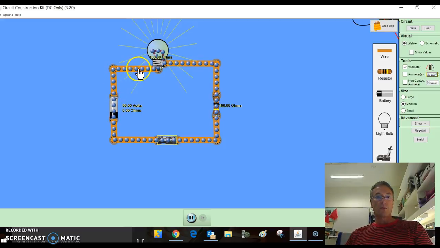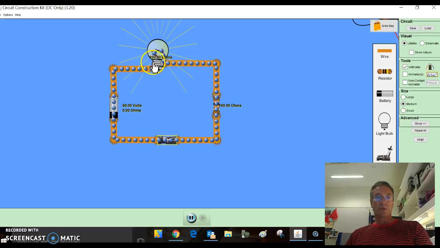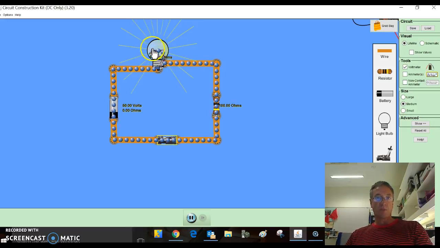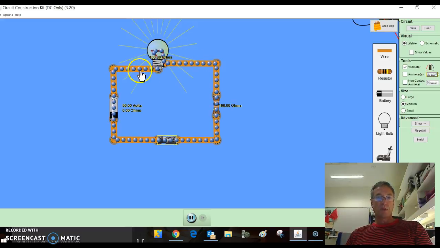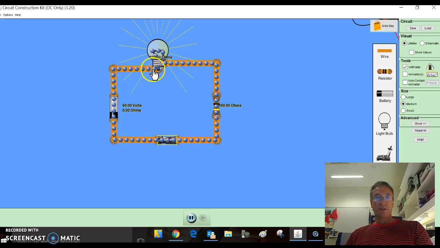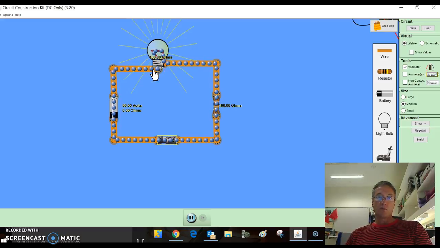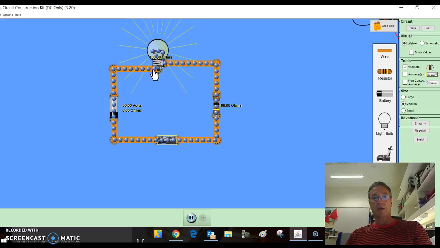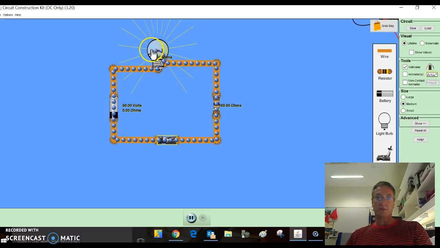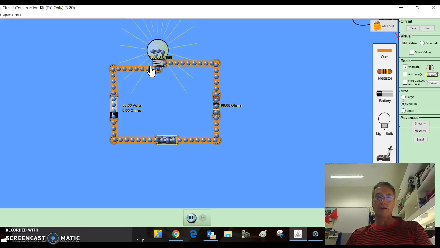The charges will lose some energy as they pass through the light bulb. That electrical energy that they have is transformed into heat and light. Obviously with a light bulb, more light, less heat.